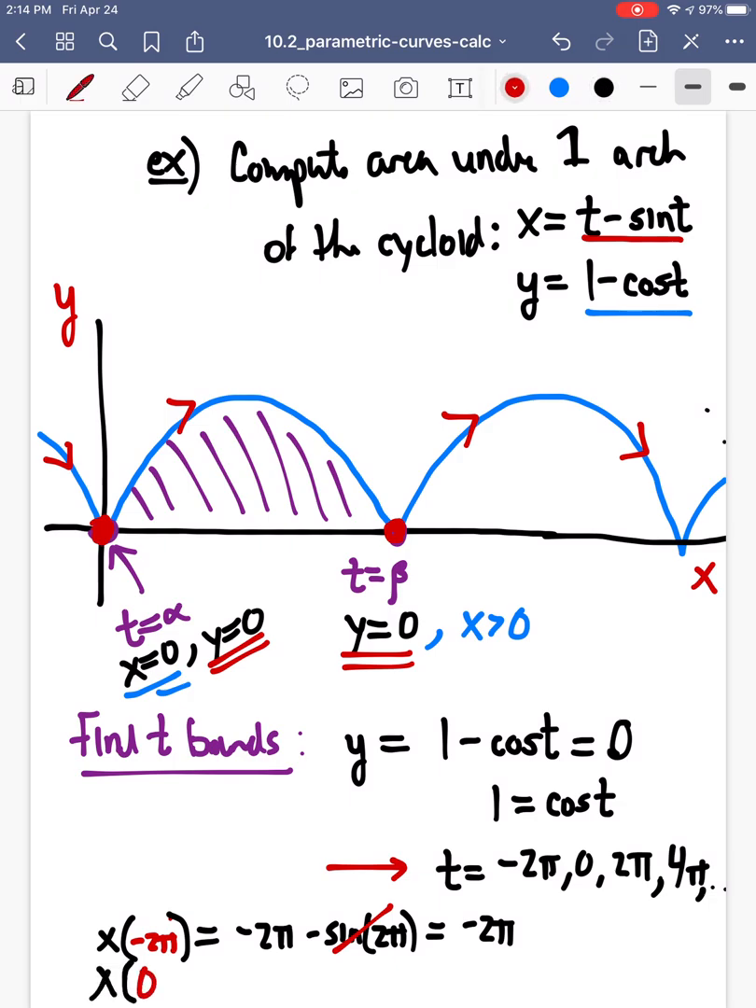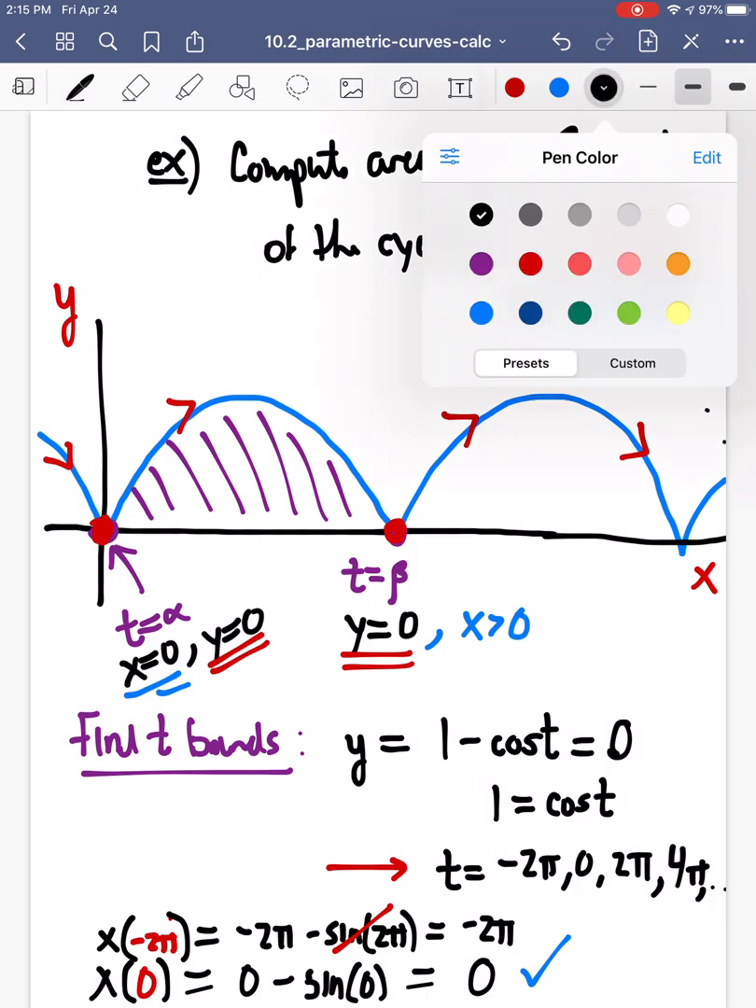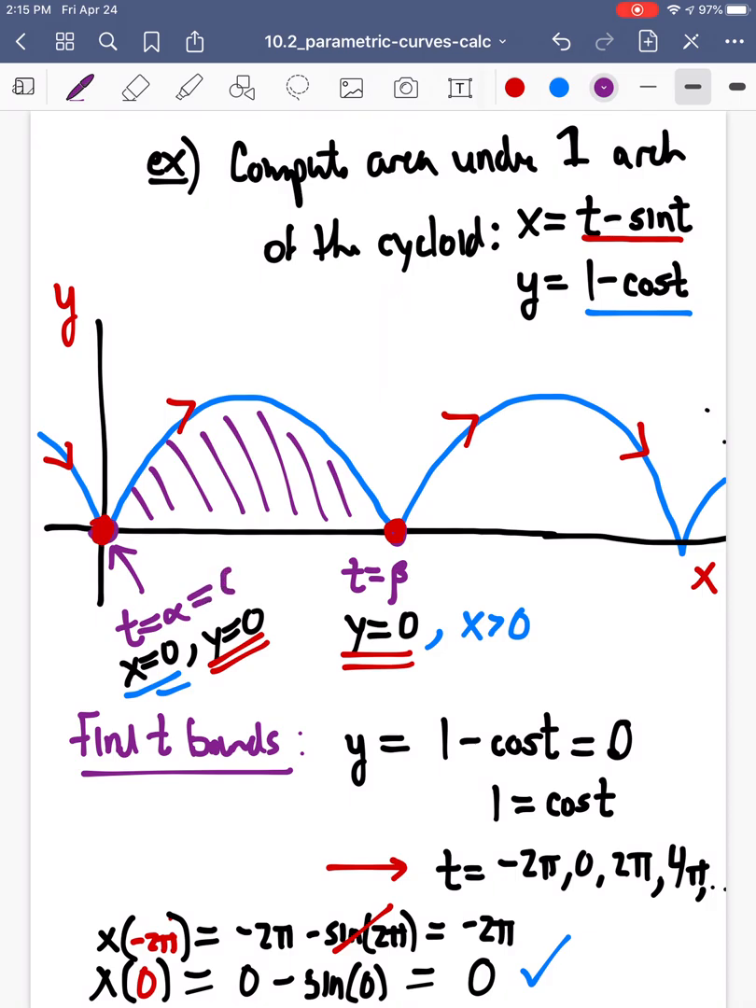When we evaluate our x function at 0, well, this gives us 0 minus sine of 0. That whole thing, 0. So this one looks like it checks out. So this t equals alpha point, the t value here is actually 0. And again, we only found this point out by figuring out what t values land us at y equals 0, and which one of those t values also lands us at x equals 0 as well.